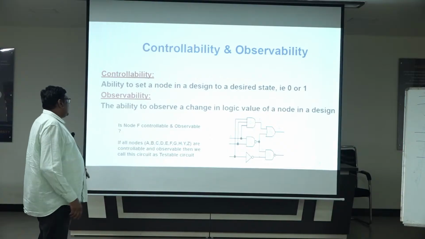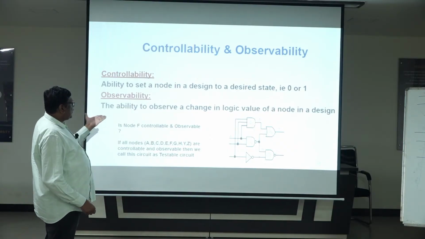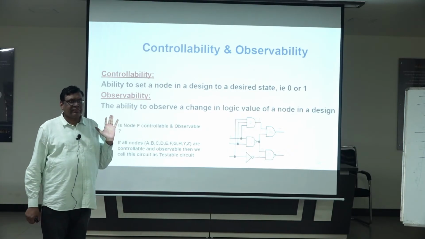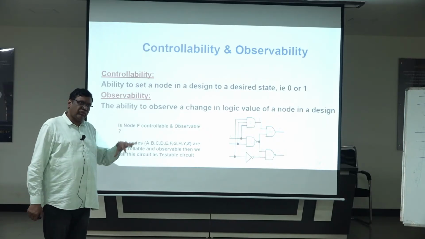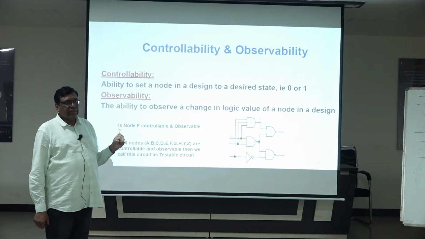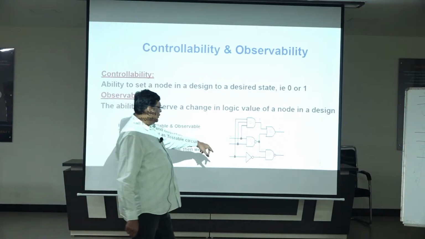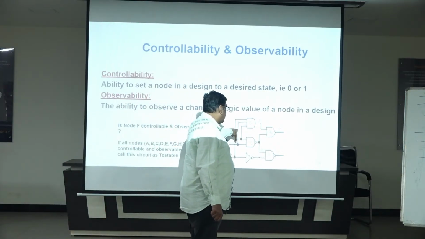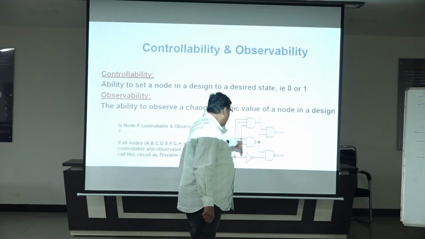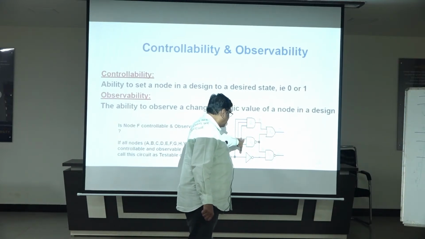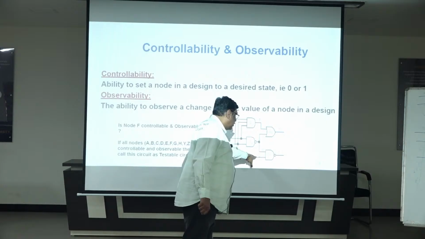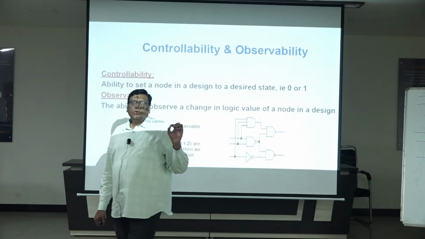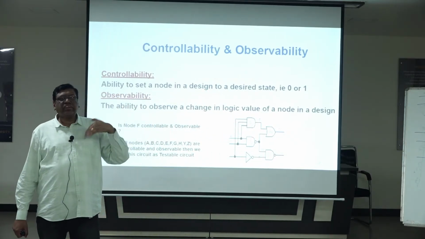But is node F controllable and observable? Yes, the answer is that we can control and observe the node. Like that, each and every node. This is also one node, this is also one node, this is also one node. Even where fan out is there, two wires like this, here also one node, one node. For each and every node, we have to do stuck-at-0 and stuck-at-1.